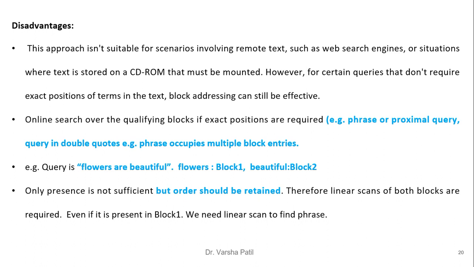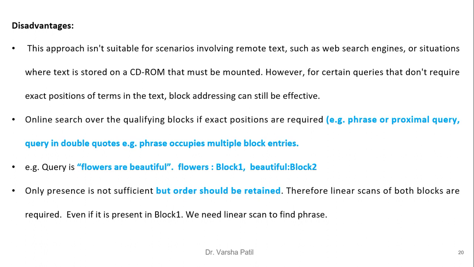Now we require to find out the order "flowers beautiful". We don't want "beautiful flowers", but we want "flowers beautiful". Therefore, a linear scan of both blocks is required to find out this particular appearance. Even if it is present in block 1, we need to do a linear scan to find the phrase.